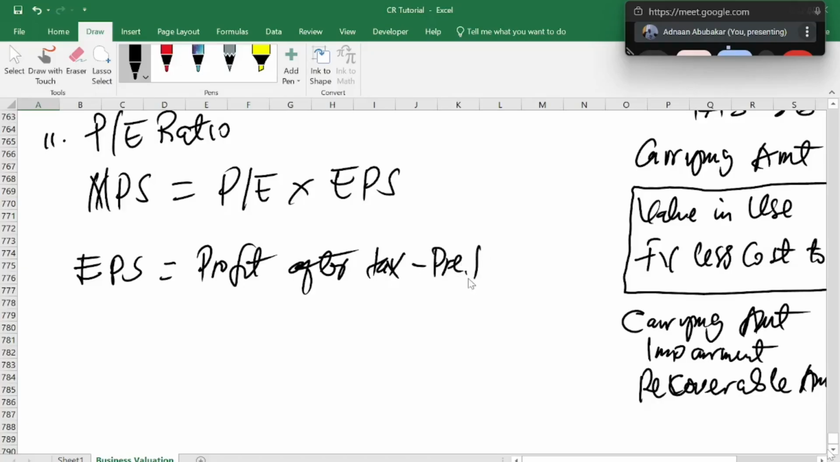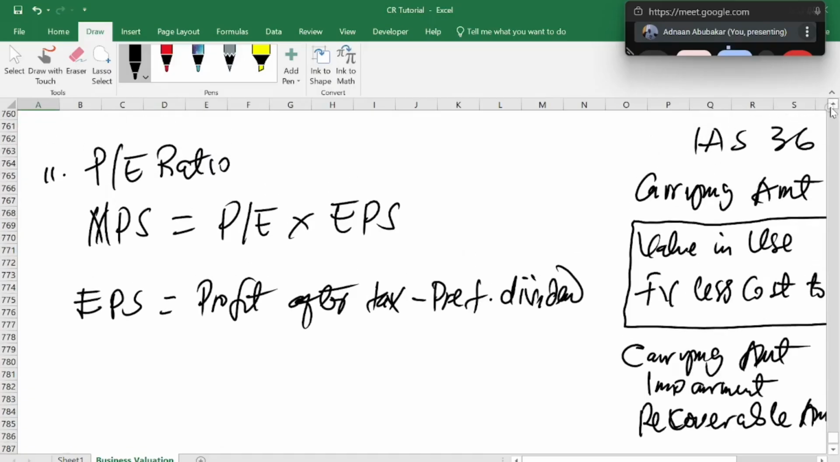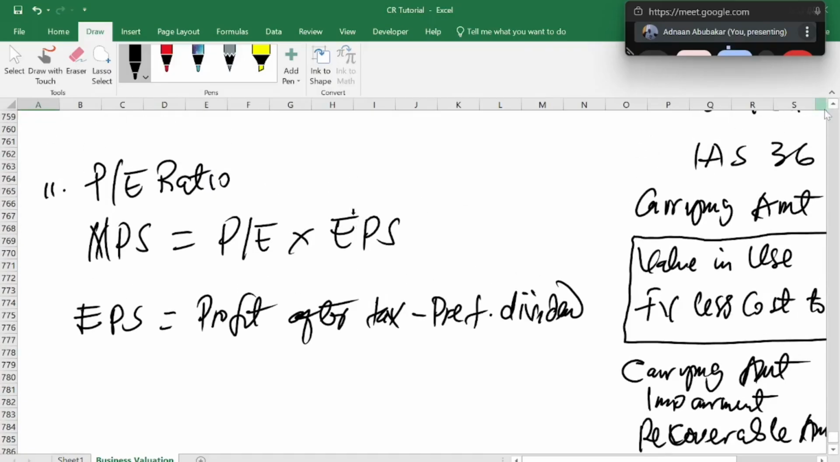Among these two formulas, the PE ratio and the earning per share, which of them is for the listed and the unlisted? Oh, you've missed the whole game. Where are you? No, I just want you. Let's go on. We've elaborated this one yesterday. Let's go.